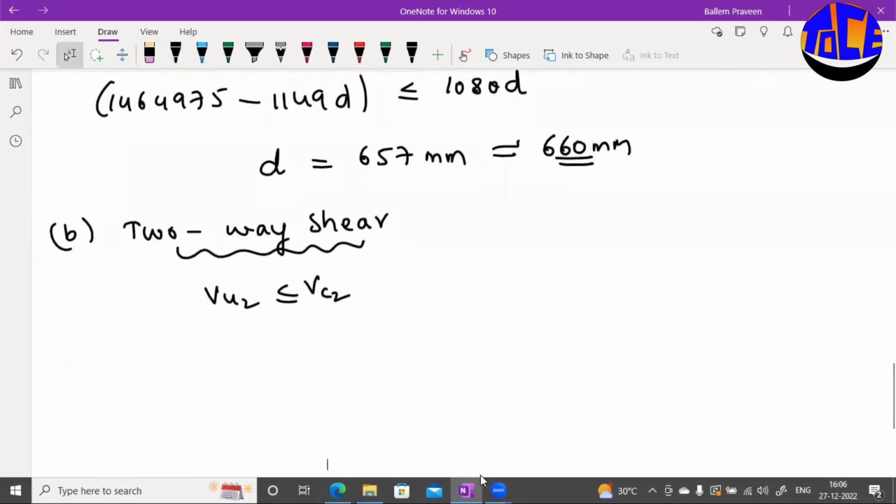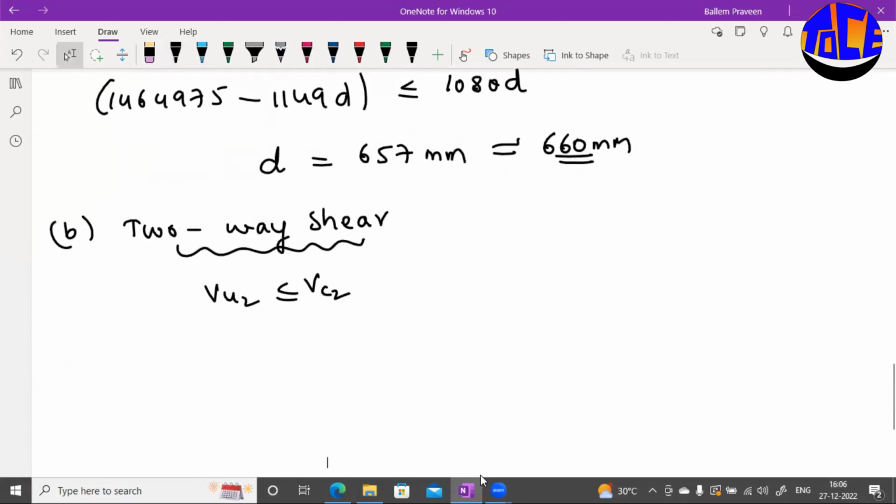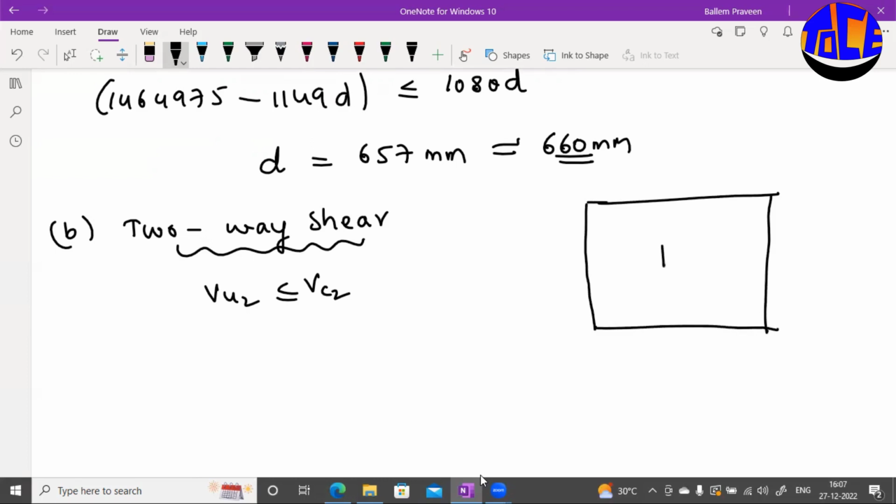Okay, so here we will check whether this D provided is safe or not. For two-way shear, we need to know the critical section. Those are very important. For a square footing, the critical section for two-way shear is at half of D. So here this is your half of D. The half of D periphery will be your critical section.